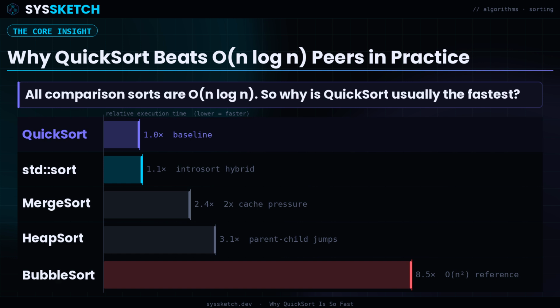MergeSort allocates a second array of size n and copies data between two non-adjacent regions on every merge pass. HeapSort jumps between parent and child nodes at indices i, 2i, and 4i, skipping across memory in a pattern that destroys cache locality. QuickSort, by contrast, scans its partition window from left to right in a tight contiguous loop. The hardware prefetcher can track it perfectly. Cache lines stay hot. This is the single most important fact about QuickSort that textbooks rarely emphasize clearly enough.